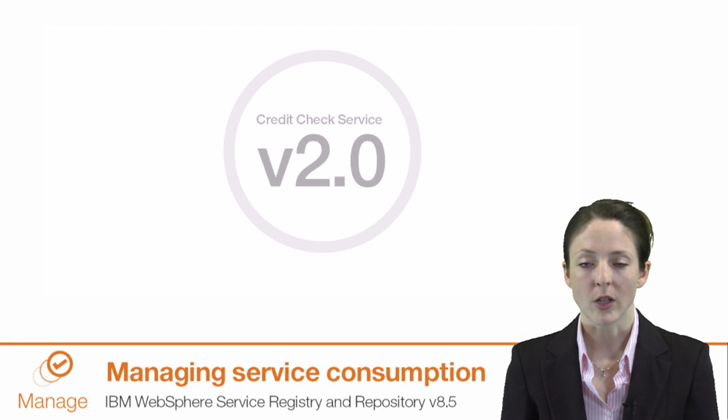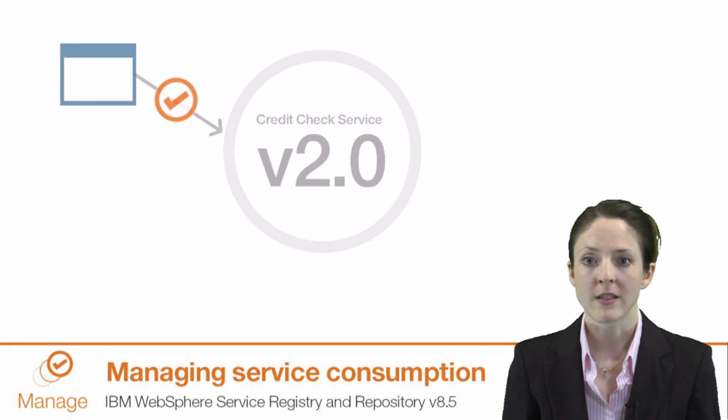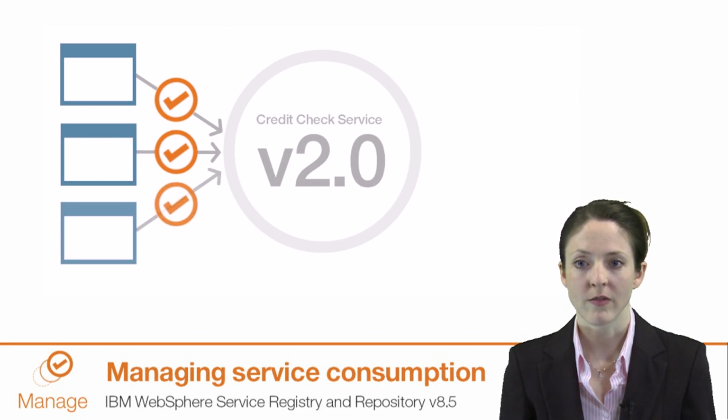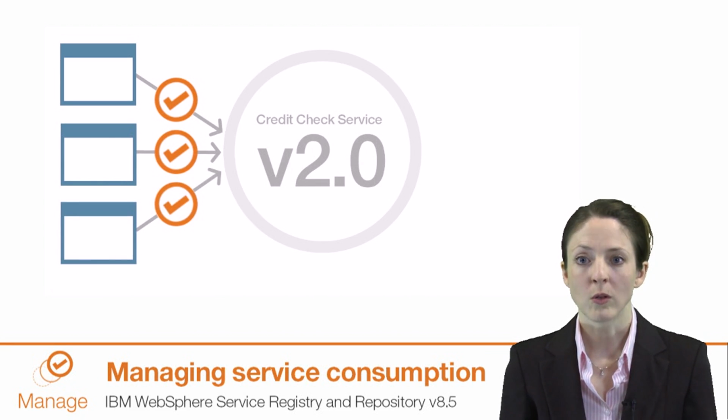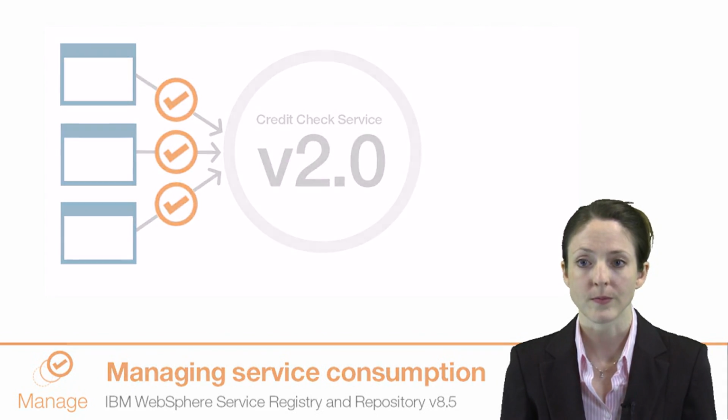Service owners can review requests to use their services. They can approve or reject these usage requests and specify the consumption level that each app is allowed. When we get to the section on control, we will describe how consumption levels can be enforced for each consumer.